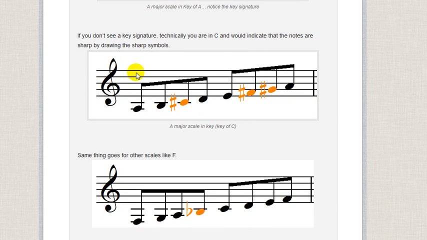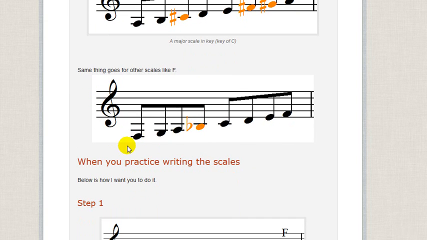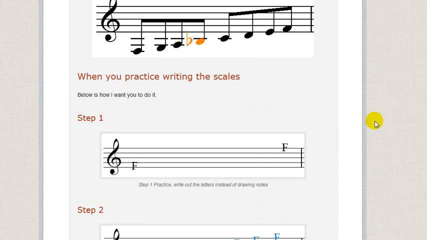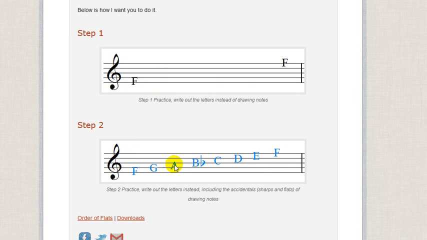So for the purposes of practicing, when we're writing these notes out, we're not going to give you the key signature so that you'll have to identify which are sharp, which are flat. Same thing goes for scales like F right here. Now, when you practice, if you go onto the downloads on the next tab, what I want you to do is actually write out the letter of the note, the name of the note, F, for example, and then fill in the blanks F, G, A, B flat, C, D, E, F.